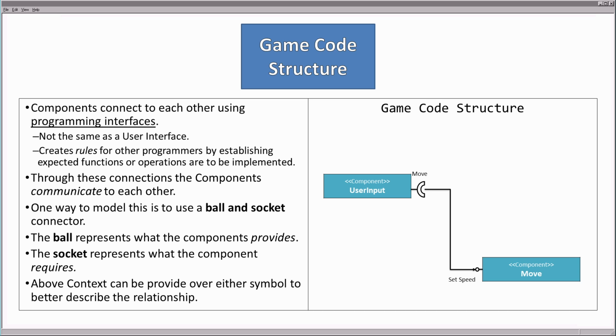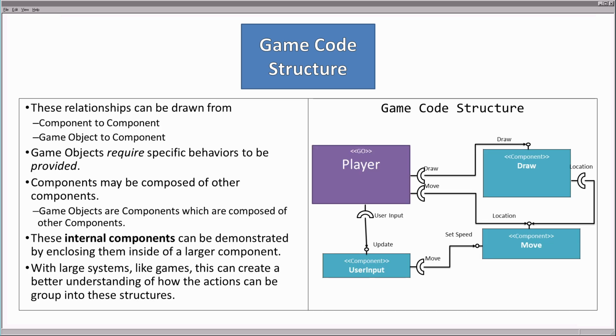Adding context helps provide either the symbol to better describe the relationship. This helps us better understand what it needs and what it provides. We once again keep in mind that component diagrams can be created in a variety of different ways. These relationships can be drawn from component to component or from game object to component.